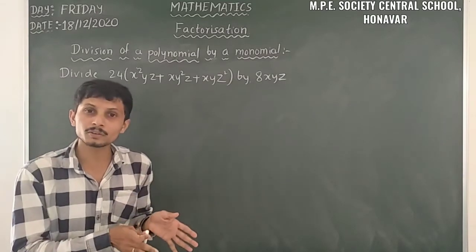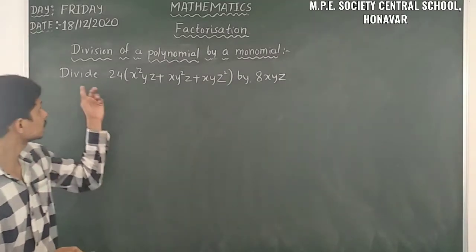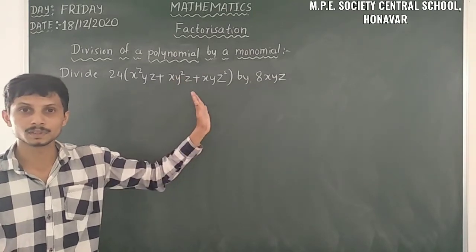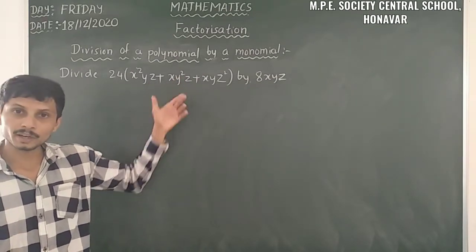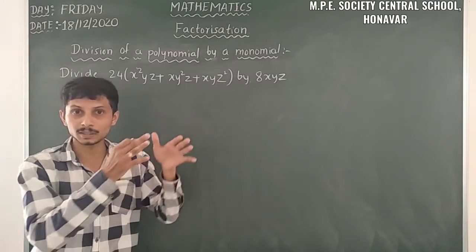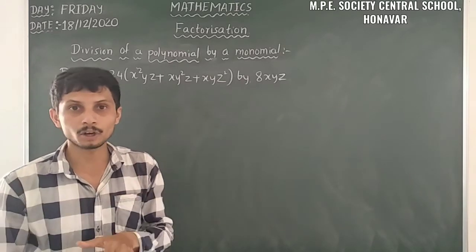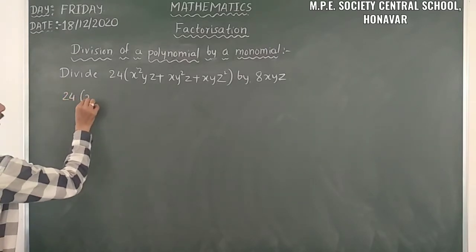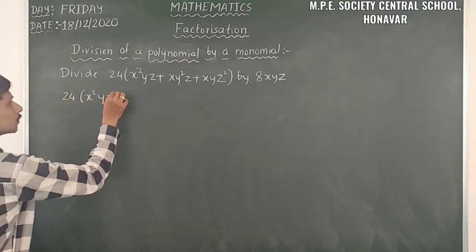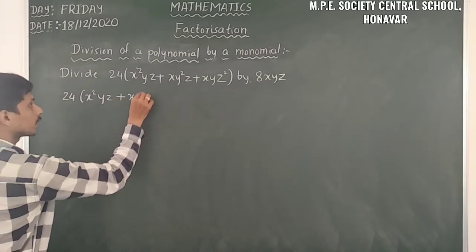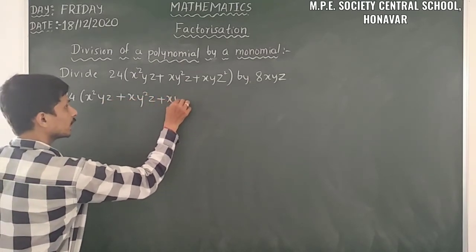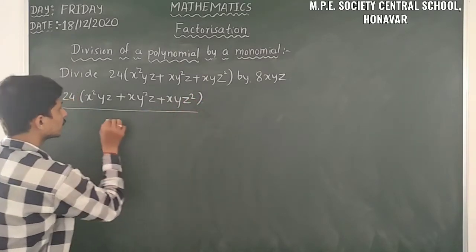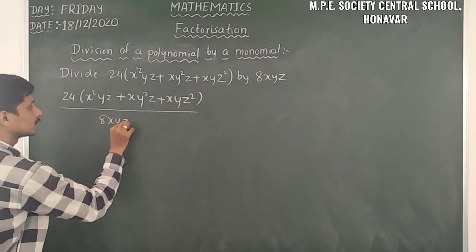Here also we have to take the same step. Here it is a form of division. Firstly, we have to write in the form of a fraction, that is numerator divided by denominator. So write that one first initially. So 24x square yz plus xy square z plus (xyz) whole square, divided by 8xyz.